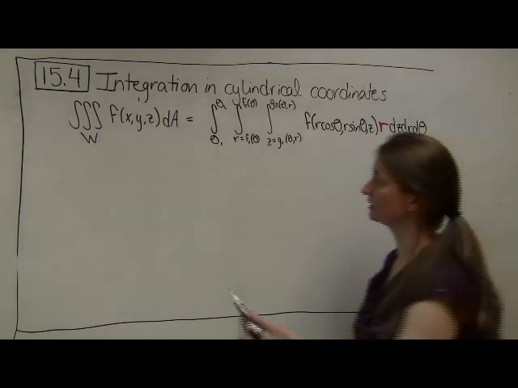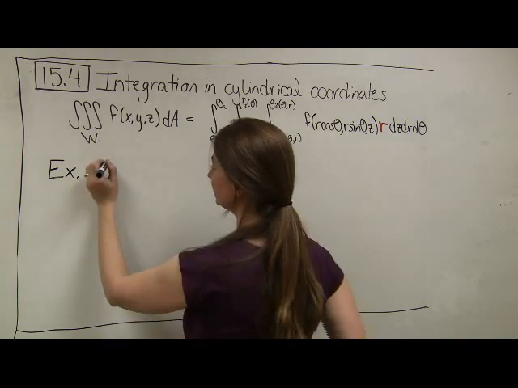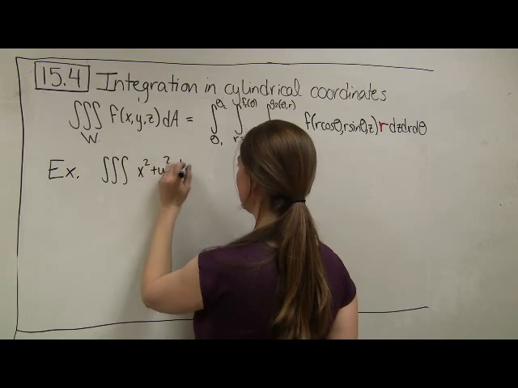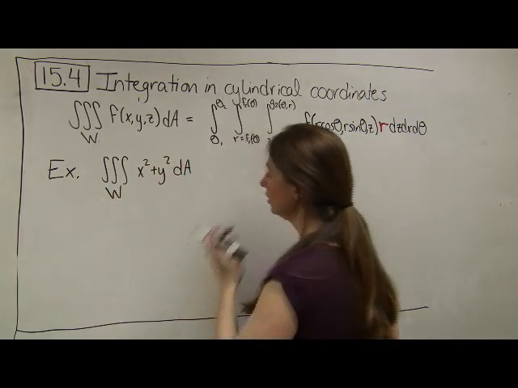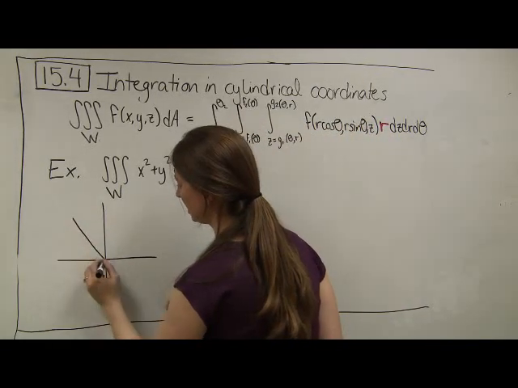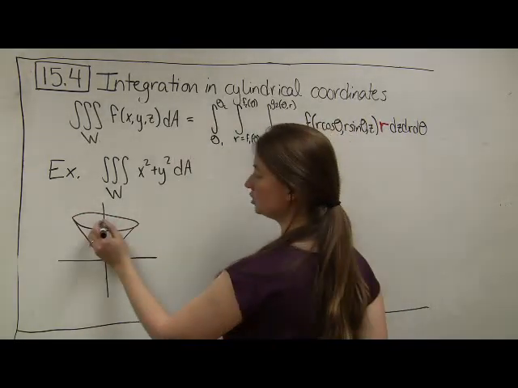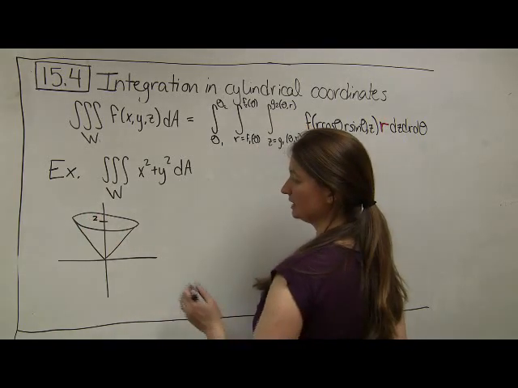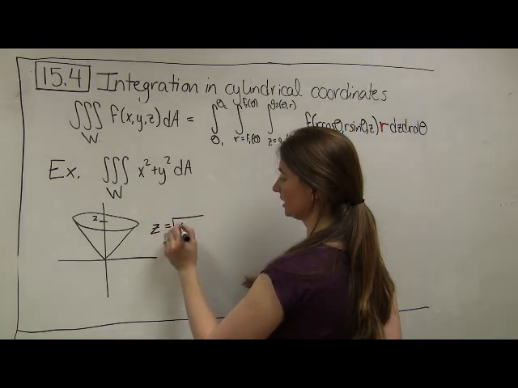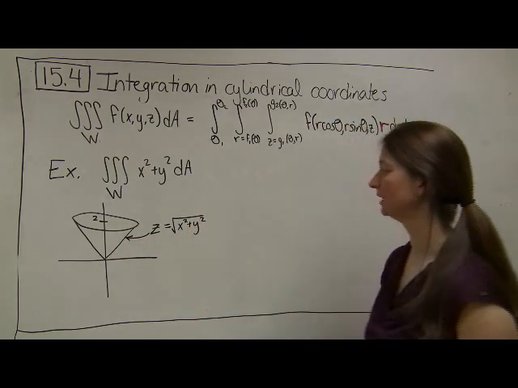So let's go ahead and just see an example. Let's say that I am wanting to integrate the function x squared plus y squared dA over some volume W. Only in this case, our volume W is given by a cone. Let's say our cone has height 2, and let's say that it's given by the equation z equals the square root of x squared plus y squared. That's this side of the cone.